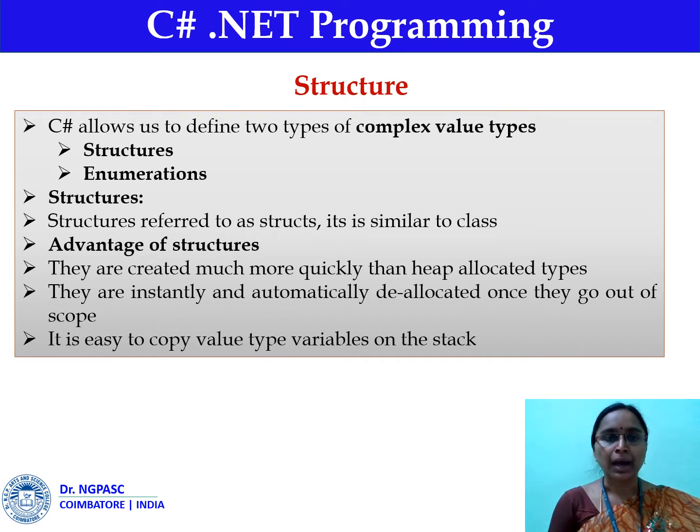C# allows us to define two types of complex value types, that is structures and enumerations. A structure is similar to a class. It has the main advantage of being allocated more quickly than heap-allocated types. Also, they are instantly and automatically deallocated once they go out of scope.